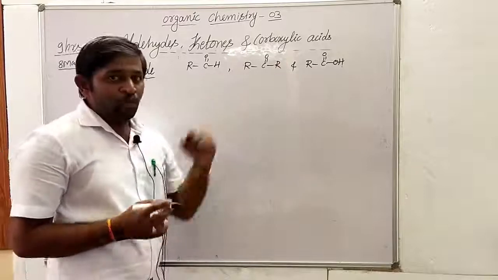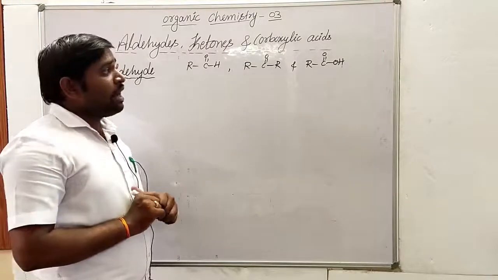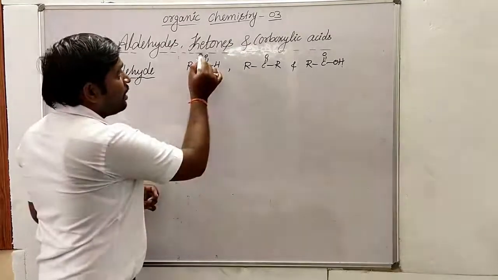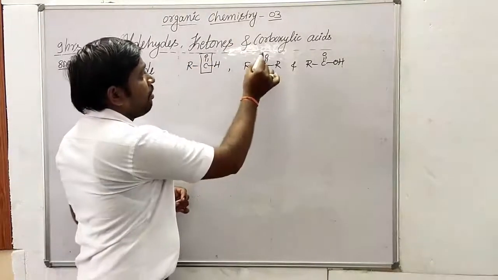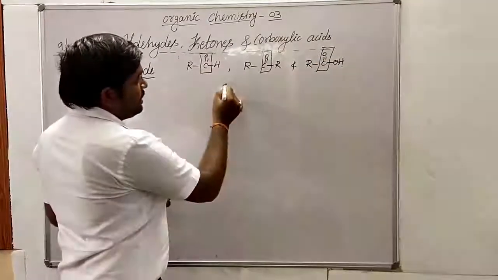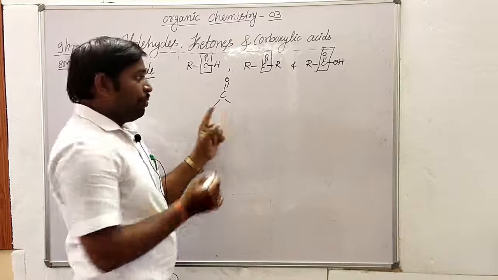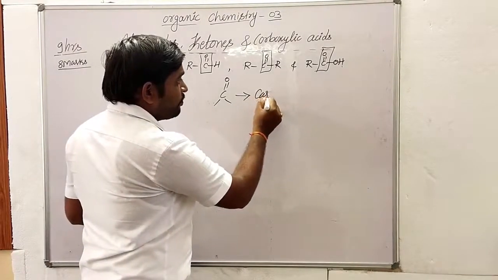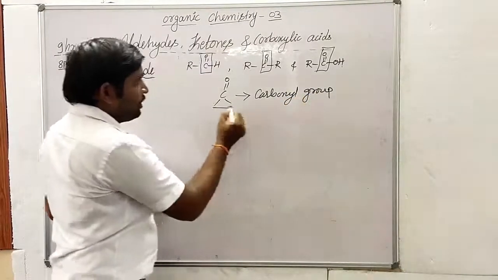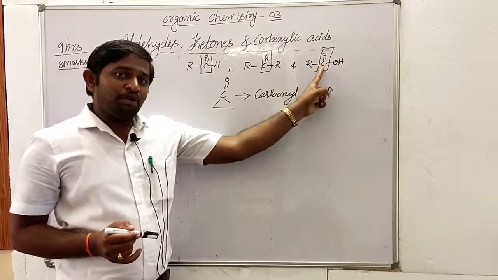Among these three functional groups, one is considered a common functional group. Which is the common functional group present among all these three? The carbonyl group is the common functional group which is present in all three, that is aldehyde, ketone and carboxylic acid. This is called the carbonyl group. This carbonyl group is present among aldehydes, ketones and carboxylic acids.